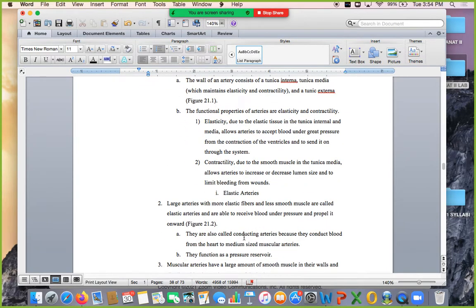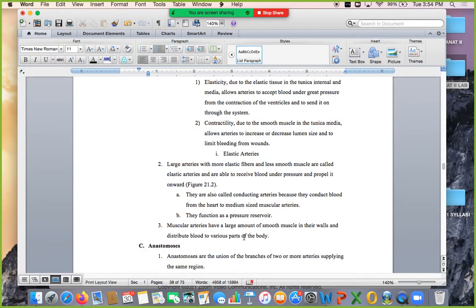And contractility is important because we have to be able to increase or decrease the size in order to stave off bleeding or to put blood towards areas that need it the most.